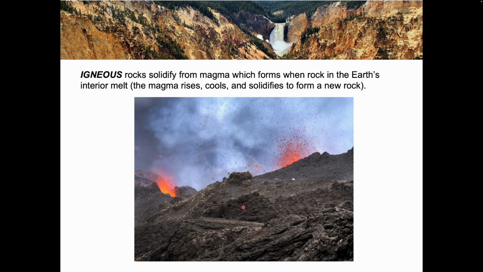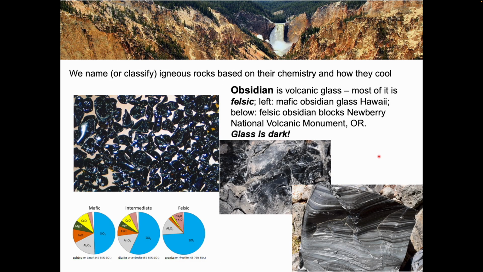These are rocks that solidify from magma, which forms when rock in the Earth's interior melts. The magma rises through the Earth, it cools and solidifies to form a new rock, either on the surface as lava or in the interior of the Earth as intrusive rock, which we'll talk about shortly. We name or classify igneous rocks based on their chemistry, i.e. silica content, and how they cool.